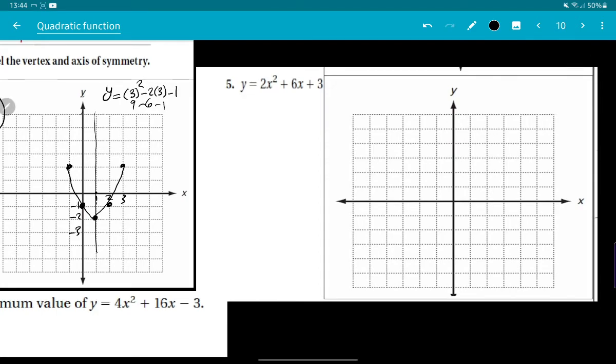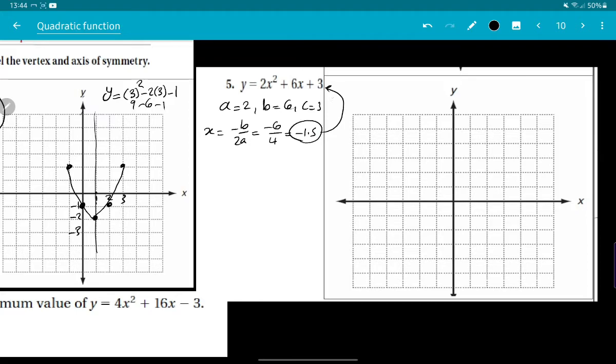Here we have 2x² plus 6x plus 3. We need the vertex. So the vertex will be x equals -b over 2a, which is -6 over 4. How? Because a equals 2, b equals 6, c equals 3. X equals -b over 2a, which is -6 over 2 multiplied by 2, which is 4. The answer will be -1.5.